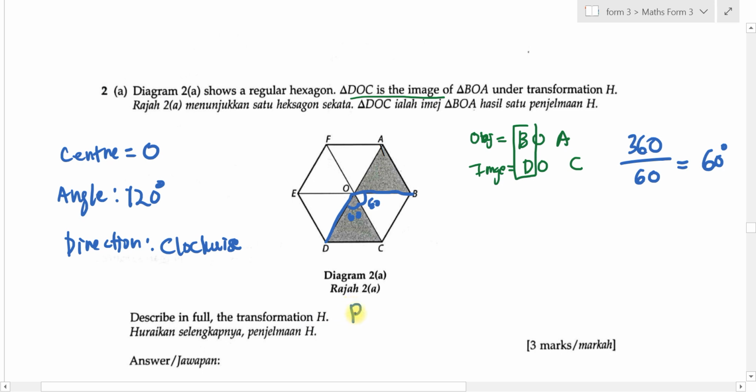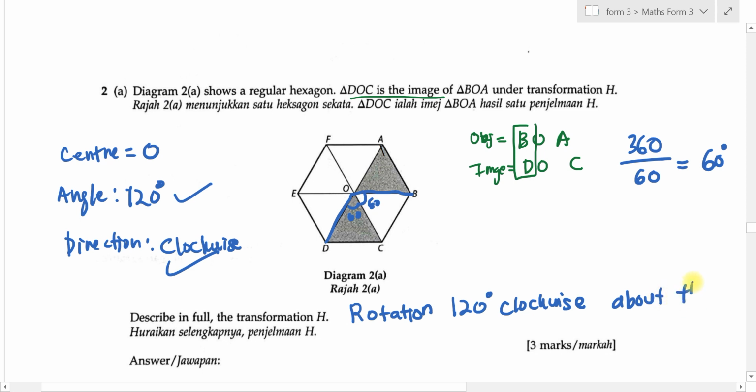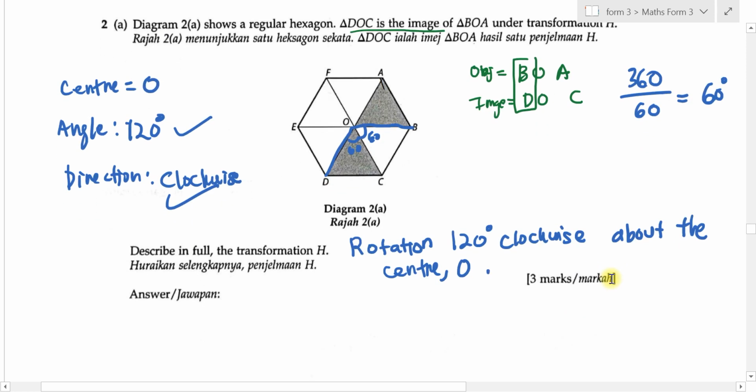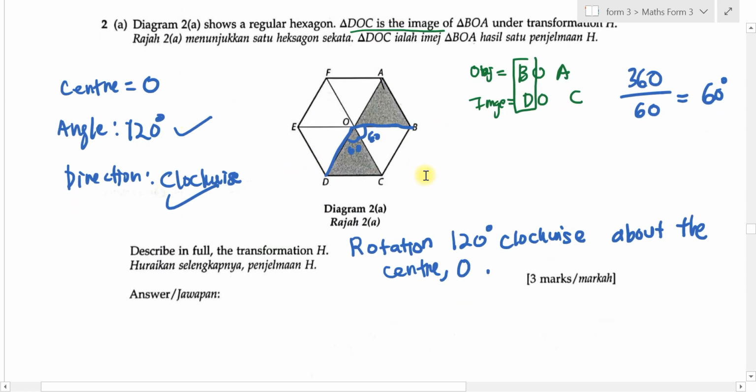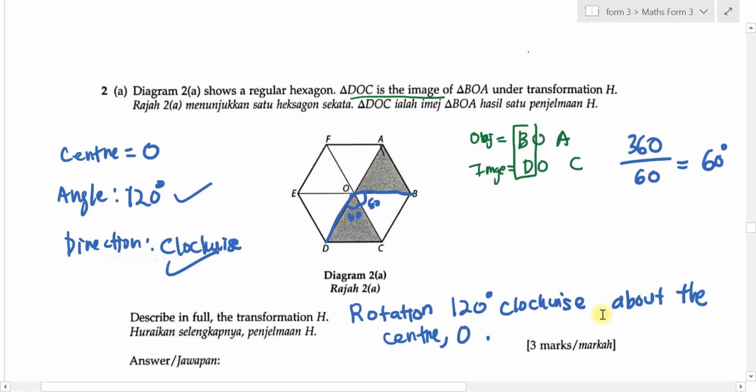First of all, you must say this is a rotation. How many degrees? 120 degrees. Clockwise or anti-clockwise? Clockwise. About the center, what is your center? About the center O. If there is a coordinate, we would put the coordinate, but this is not a coordinate question. This is not a Cartesian question. So be careful when you are asked to describe this kind of transformation. Okay, quickly.